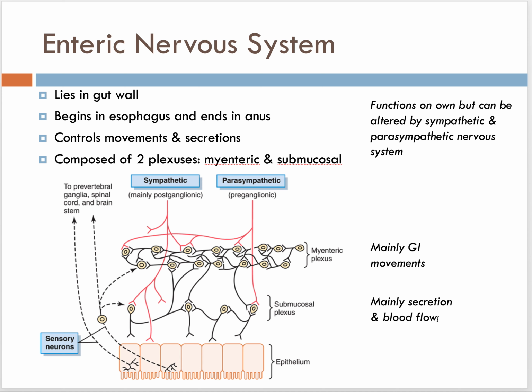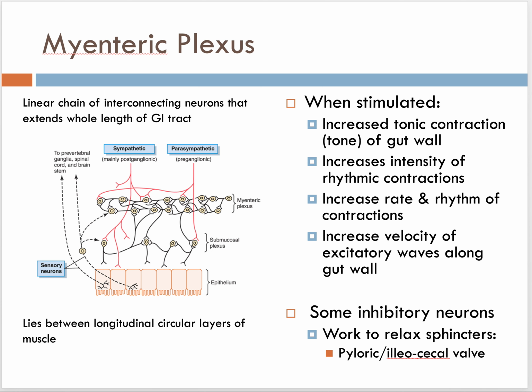And they also will affect the blood flow, which might need to increase in that area if there's lots of activity, or it might need to decrease if that activity has ended. So the next two slides are saying just what I mentioned. So the myenteric plexus, nice long linear chain, goes all the way down the GI tract. It lies between the longitudinal and circular muscle because it needs to signal to both layers. So it's like the cream in an Oreo with those two muscle layers.